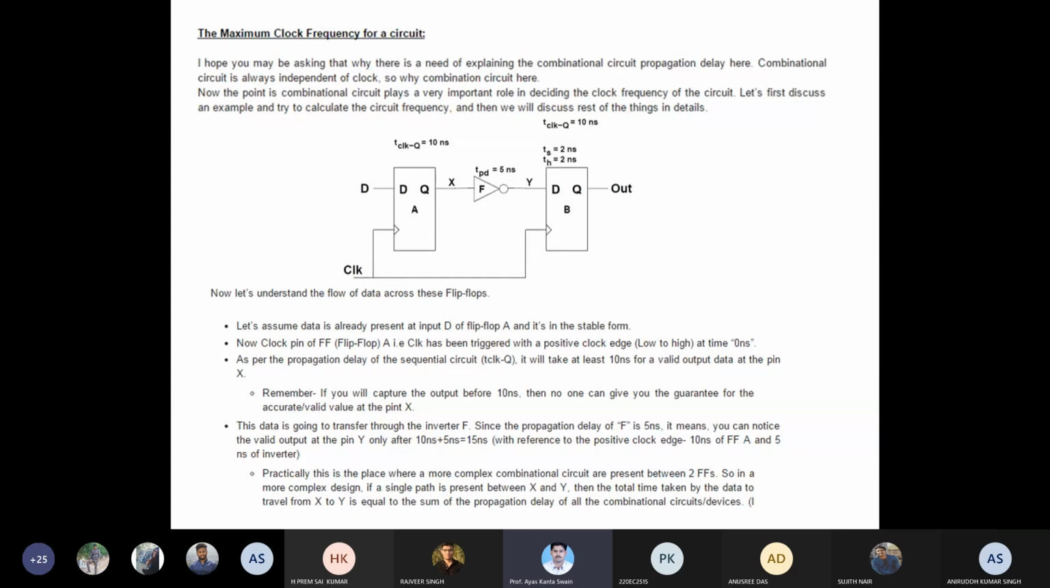And in a more complex design, in reality, you will find in a single path there will be many combinational designs. So whatever combinational designs are there in between X and Y, all the delays, you have to add them up. You have to sum all the propagation delays. After that, you will get the final delay from clock till Y.